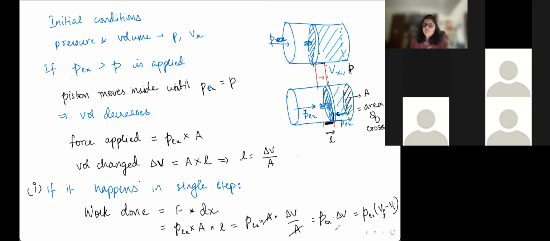So this is the formula for work. It's pressure into the difference in volume if it's happening in a single step. Pretty straightforward. You know the final volume, you know the initial volume, and using the pressure and difference in volume, you figure out the work done. The next derivation is if it was a reversible process, like if it is happening slowly, tabhi kya hoga?